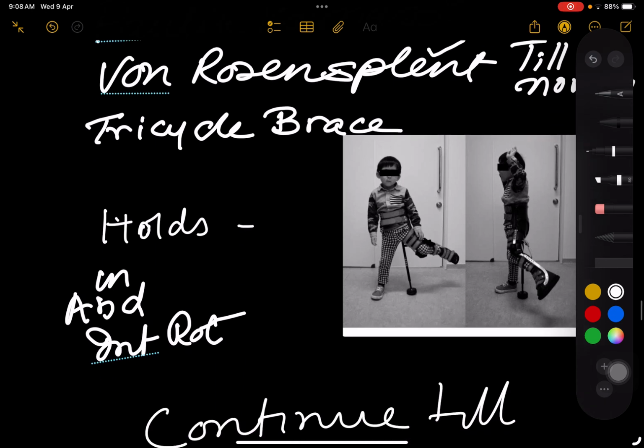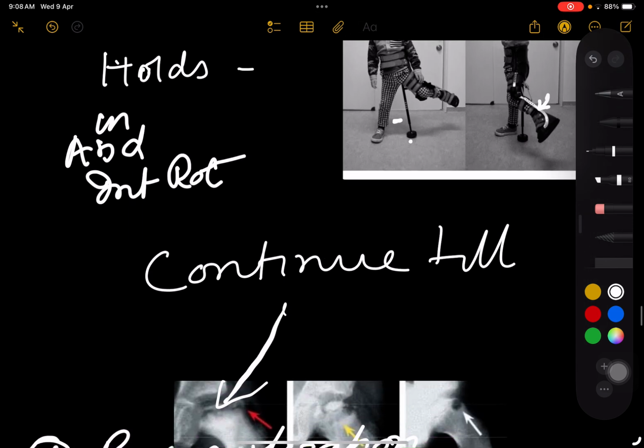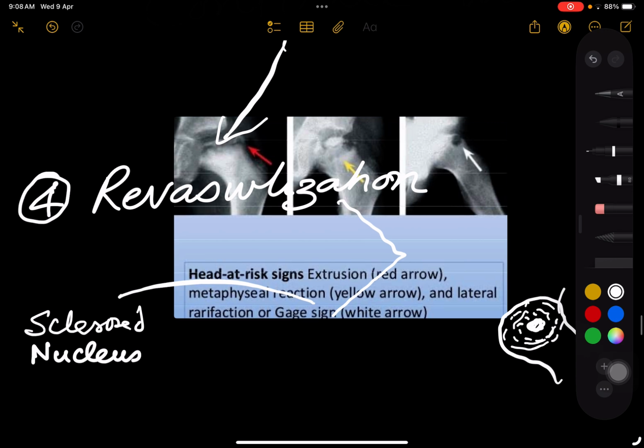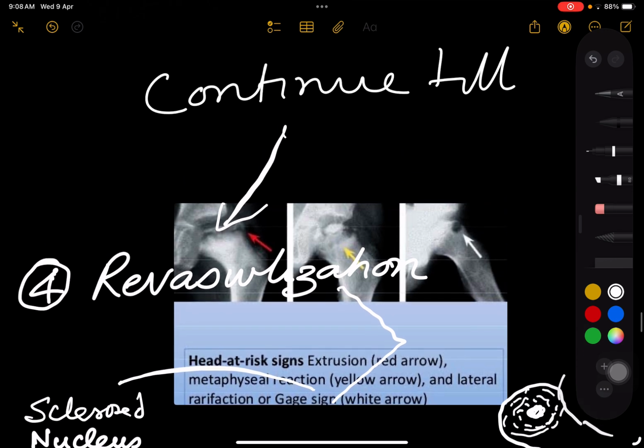But when the child walks, there is this tricycle brace where the weight is being transmitted on this pylon and the limb is being held in abduction, internal rotation by this extension. So this is the tricycle brace. And you have to continue till the head shape is normal.